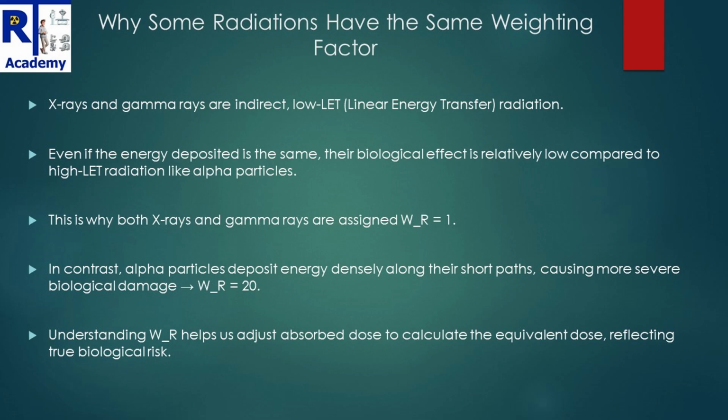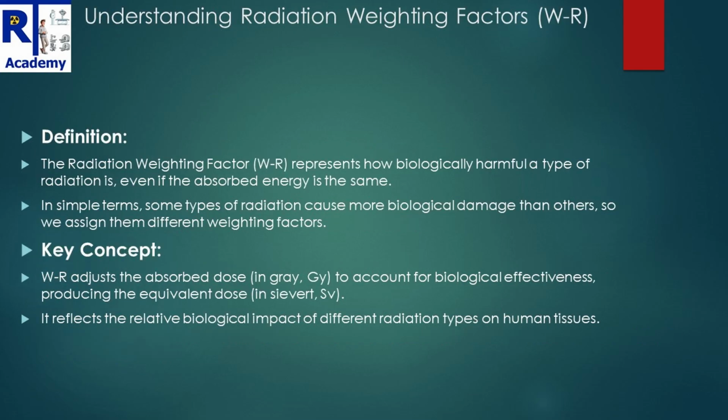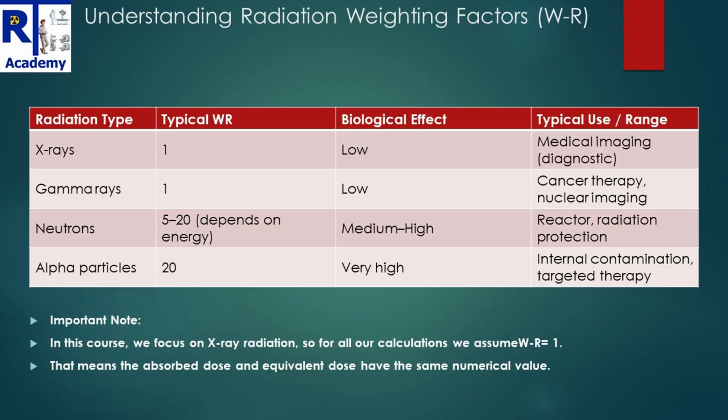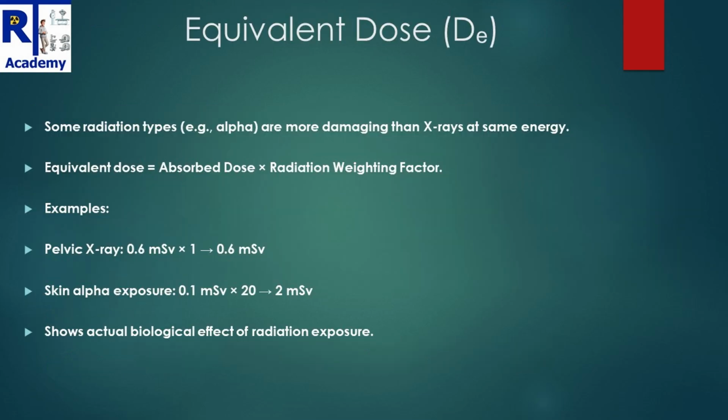Key point: understanding WR is essential before calculating equivalent dose and effective dose. It ensures that we account not only for energy deposited, but also for the biological effect of different radiation types. Currently, we deal with X-ray radiation, and all dose calculations are based on this type of radiation. Now we're going to understand the formula. Equivalent dose equals absorbed dose multiplied by radiation weighting factor. As we have already learned, the radiation weighting factor WR is 1 for X-rays and gamma rays, and 20 for alpha particles.